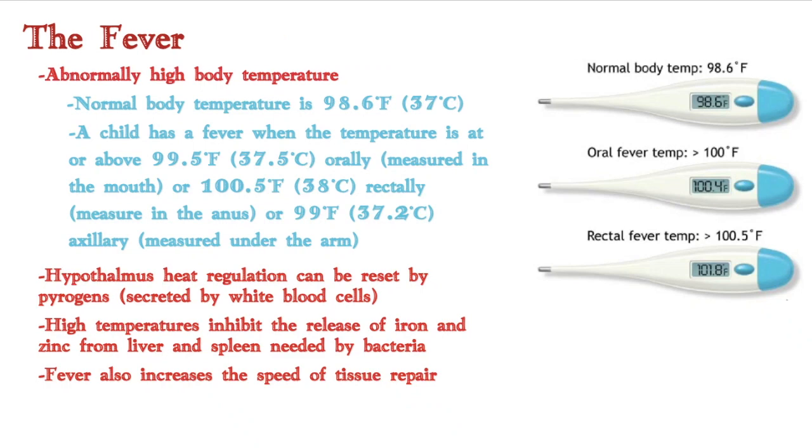If it's too high for too long, yes, it can cause severe damage, but high temperatures causing a fever will inhibit the release of iron and zinc from the liver and spleen. And bacteria needs iron to grow. So the focus here is that by having a high temperature, you stop providing certain pathogens what they need, and they do need iron and zinc, so that is stopped. Also, the fever increases the speed of tissue repair. So those are 2 things that are beneficial for your body to have a fever.